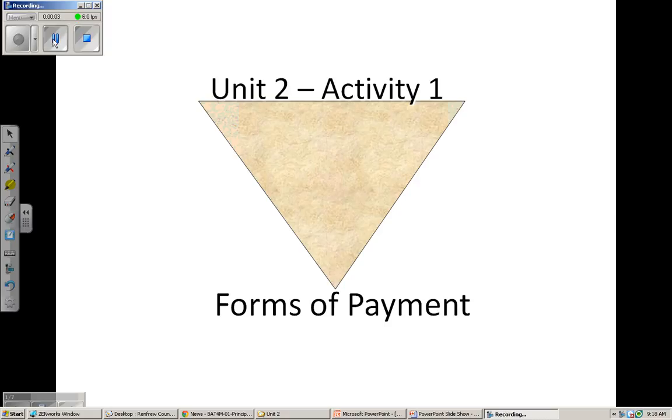The first activity in Unit 2, Accounting for Assets, goes over forms of payment. In your study of accounting to this point, you have accounted for the payment of goods and services with either a short-term accounts receivable or cash. In this activity, you will learn about the use of credit cards and debit cards as a form of payment.